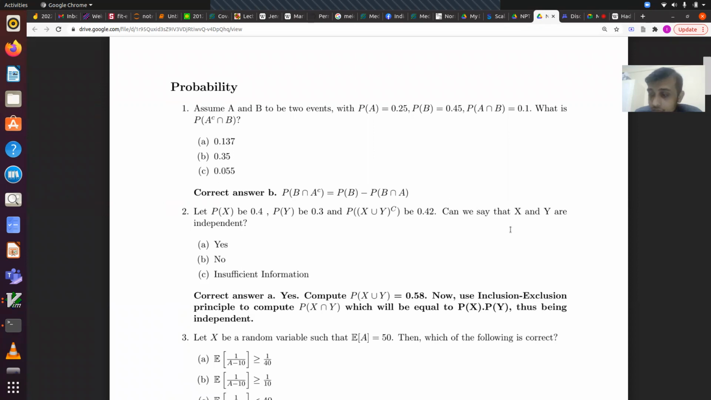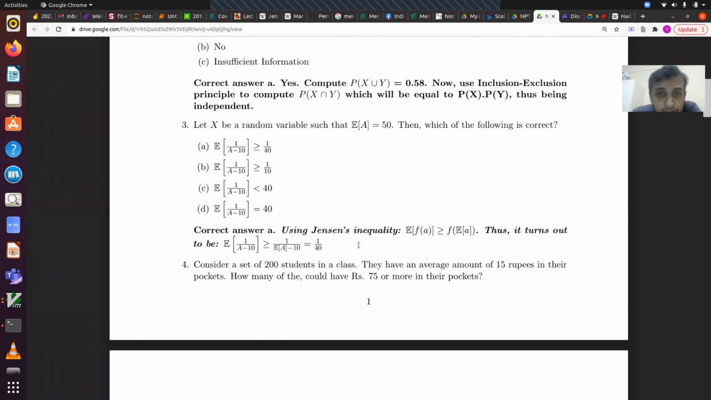Oh, but you have to solve it yourself. But some new things are also coming, like Jensen's inequality. Can you see this? Jensen's inequality. Yes. Question number 3. Jensen's inequality.